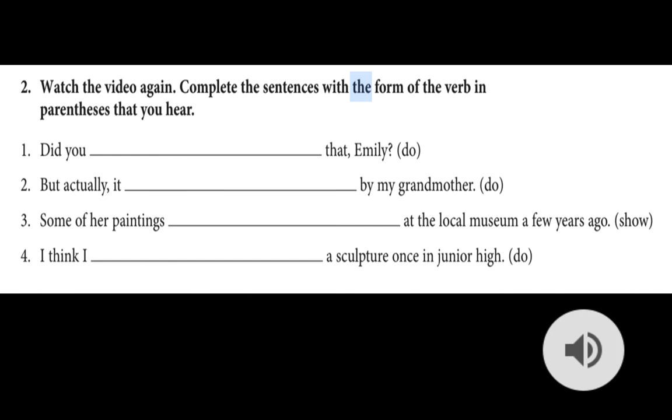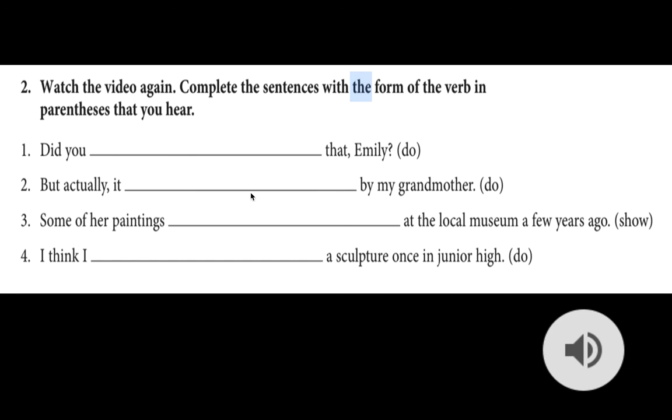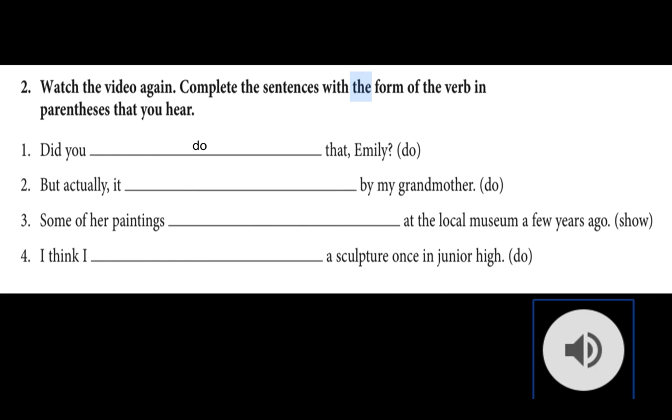Here we can practice using the correct form of the verb. So you can see do, show, and do. So for this one, we can listen one more time and try to find the missing words. So the first one is very early. Page 17. Conversation. Complete the conversation. Then listen and check your answers. Practice the conversation with a partner.